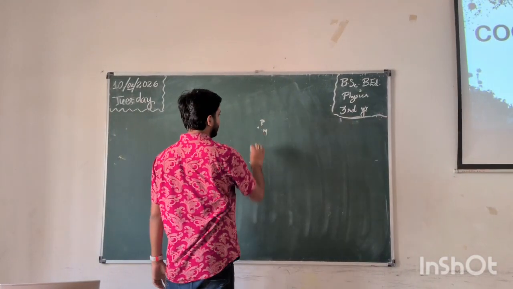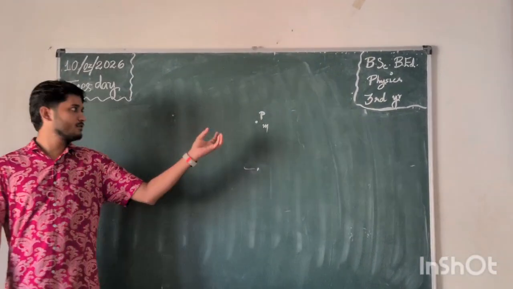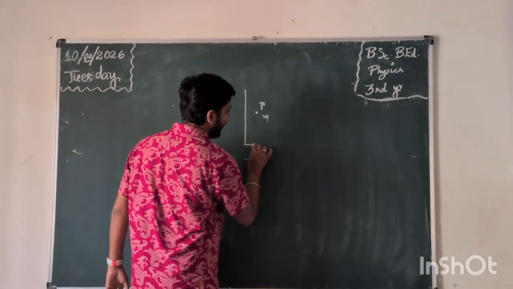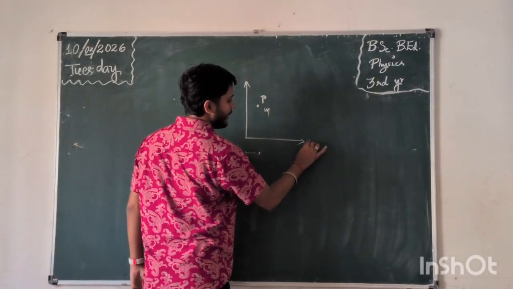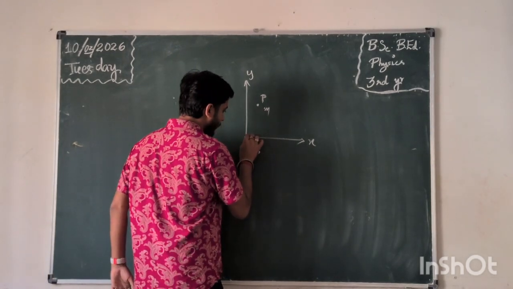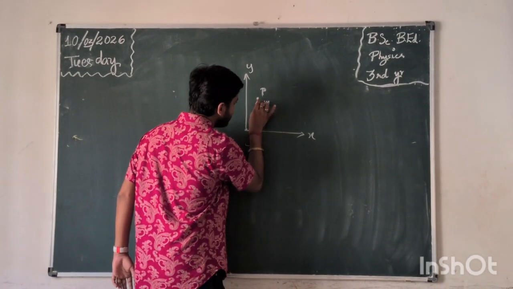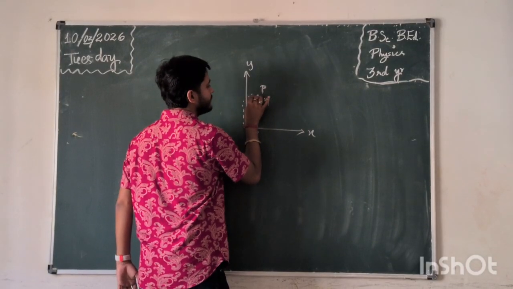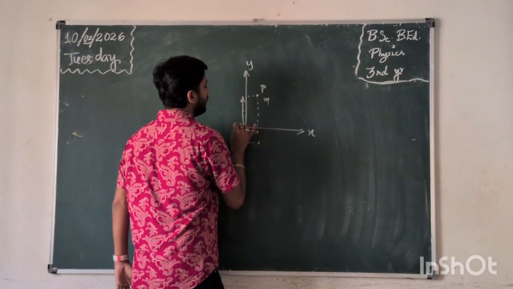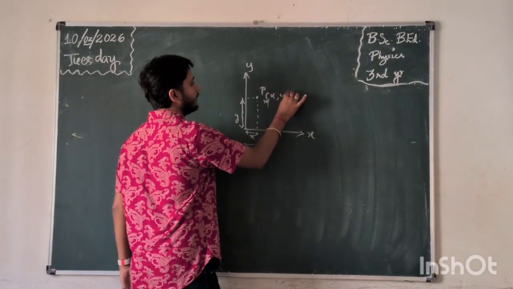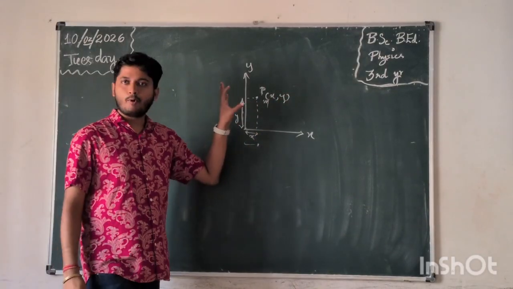This is an object. Suppose I am asking you to plot this object. So how do we plot it? If I am taking this in 2D, this is our x-axis and this is our y-axis. From the origin, along the x-axis this is this much distance, and along the y-axis this is this much distance. So this is x, this is y, and its coordinate is (x, y). So simply we can plot any point like that.